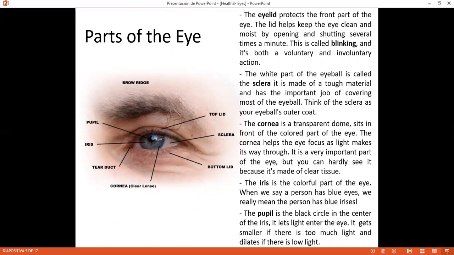And we have, of course, parts of the eye itself: the sclera, which is the white part that you see in your eyes, the iris, which is the color part, and the pupil. There's also a cornea, which is a clear lens, and you cannot see it.